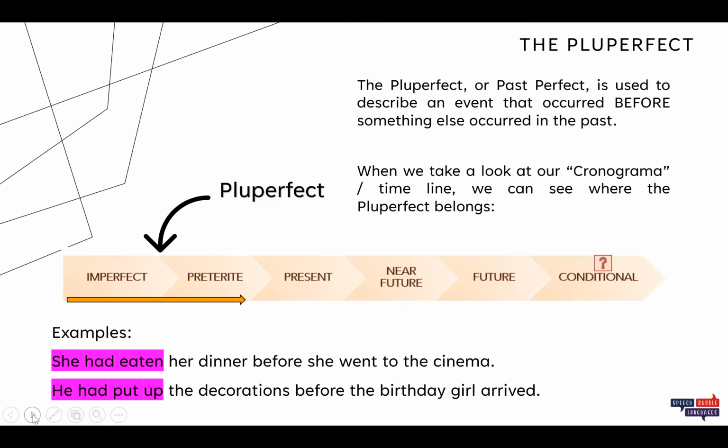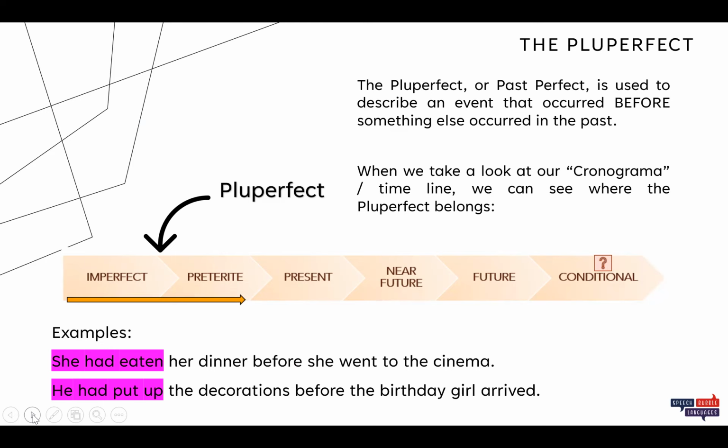The pluperfect, or past perfect, is used to describe an event that occurred before something else occurred in the past. When we take a little look at our chronogramma, or our timeline, we can see exactly where the pluperfect belongs in a sequence of events. You can see the little arrow pointing to the screen, and it's just right before the preterite tense on our timeline. Before we look at what the pluperfect would look like in Spanish, it's useful for us to consider what it actually looks like in English too.